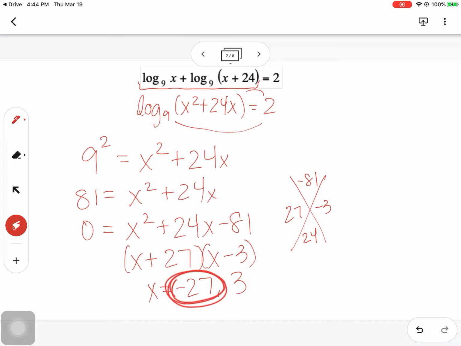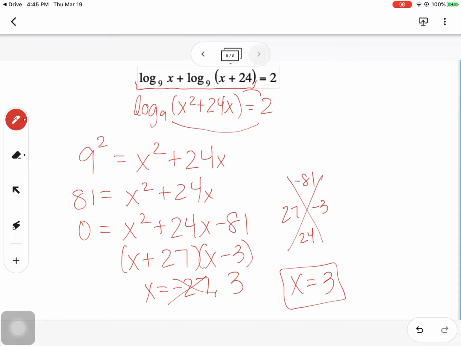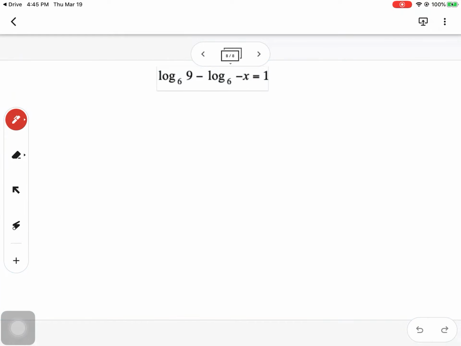But just like the one we just did, you can't just take those answers and run with it. If I check the -27, the minute I plug it in there, it would make that log negative, so I get to throw that one away. The 3, log base 9 of 3, that's fine. 3 plugging in there would be log base 9 of 3 plus 24 or 27, so that's fine. So x only equals 3, it does not equal -27.